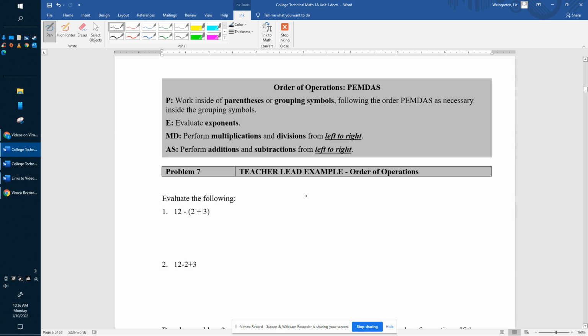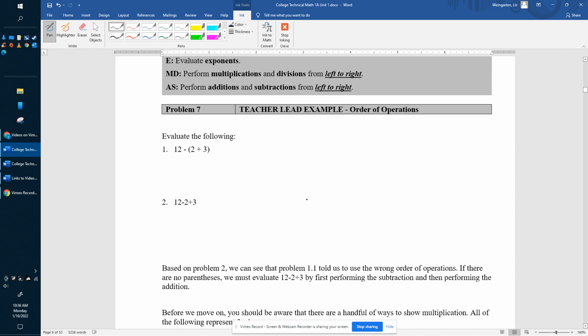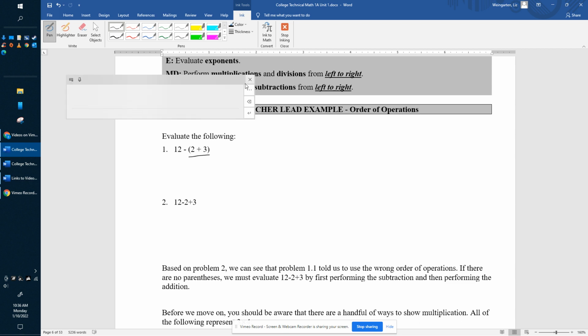So let's look at these two examples. This should look pretty familiar. What we're doing here is exactly what we did in the example above, only we're using the grouping symbols to say we're going to be performing the addition first. So let's do that. So 12 minus 5 is going to give us our 7, just like we had before.